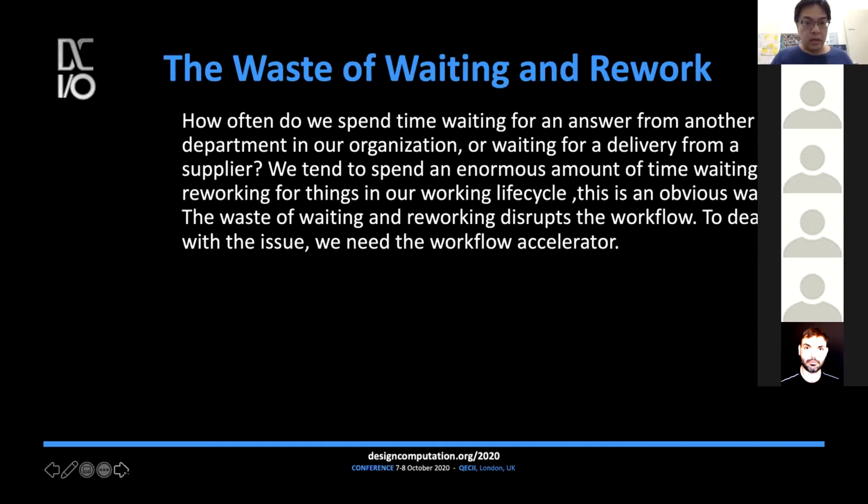In the 7 wastes of our project, waste can be divided into 3 items: the waste of time, the waste of overprocessing, and the defective materials waste. In the project process, we always spend time waiting for an answer from other departments, or reworking for the amendment, or waiting for the supplier's delivery. This waste always disrupts the workflow. To deal with the issue, we need a workflow accelerator to avoid the time waste.